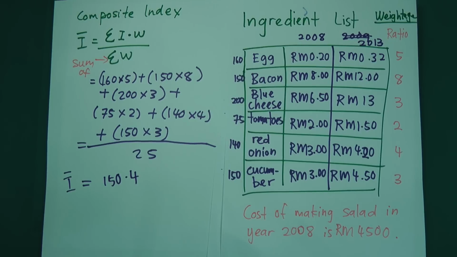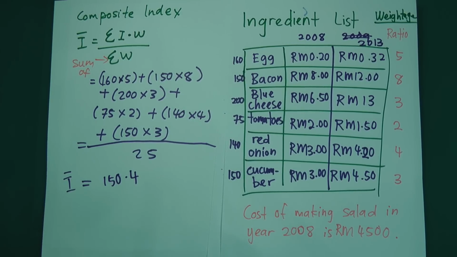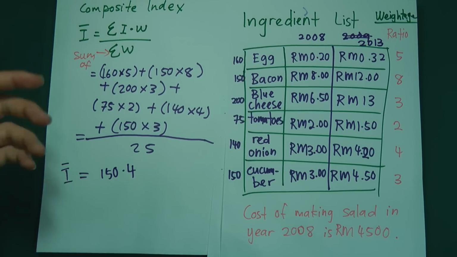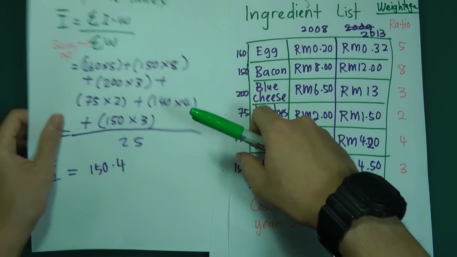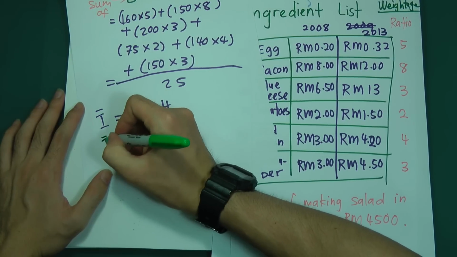But one very important thing is that you have to understand the composite index is also an index number. The difference is that the composite index just combines everything with the weightage. Since it is an index number, we can apply the index number law. So this is the composite index.